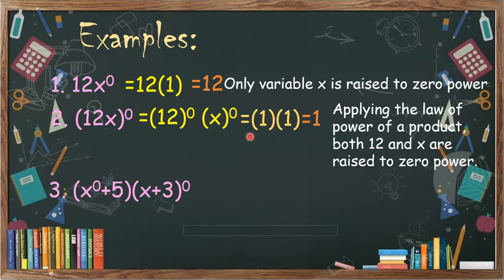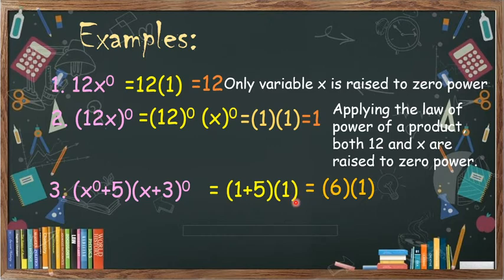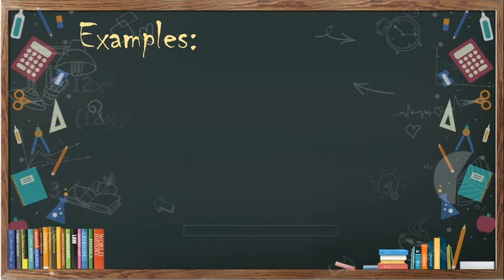Third, the quantity of x raised to 0 plus 5 times the quantity of x plus 3 raised to 0. X here is equivalent to 1, then copy 5. Then both x and 3 are raised to 0, so we write that as 1. Then simplify 1 plus 5, that is 6. Multiply by 1, we get 6 for our final answer.